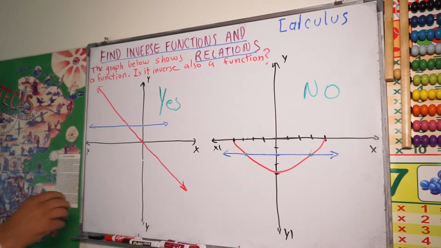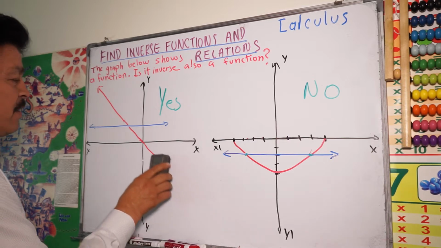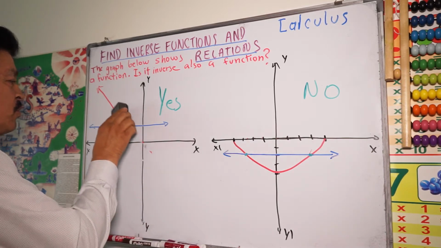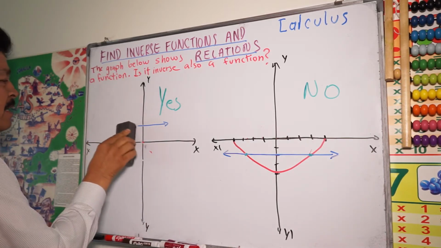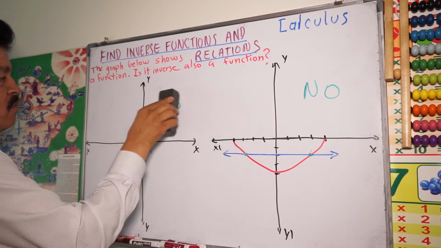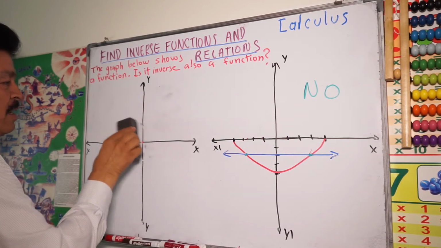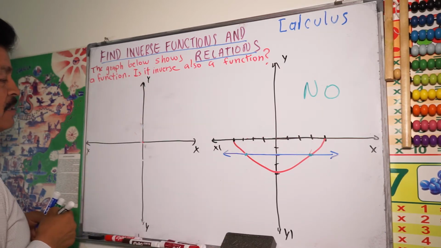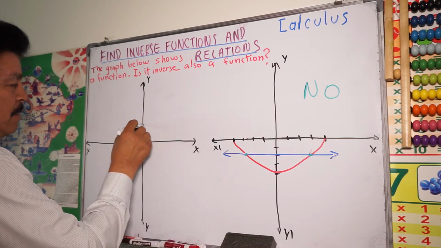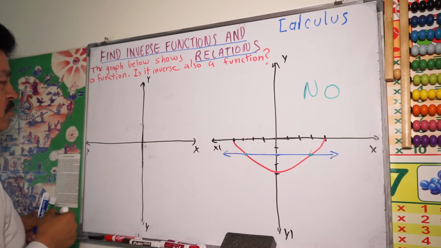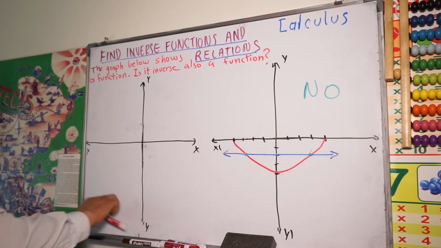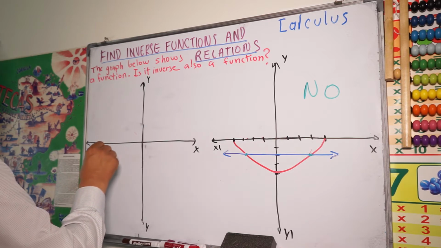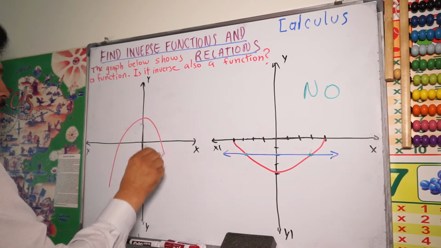So let's do another graph. Let's make another graph different from this one to show you more exactly when the function's inverse is a relation or a function. When its inverse is not a function. Let's make a graph like this, for example. Let's do this graph like this.